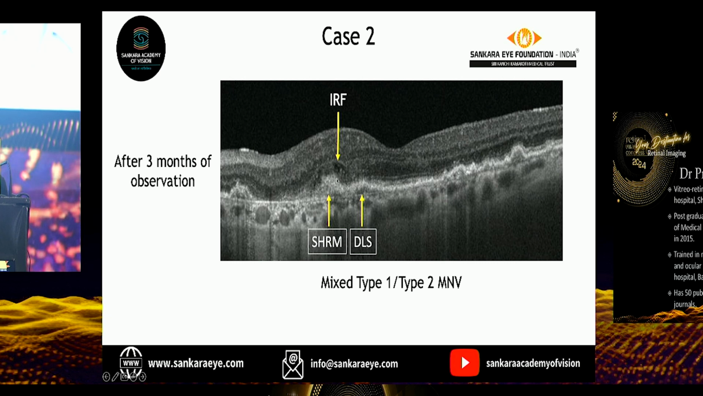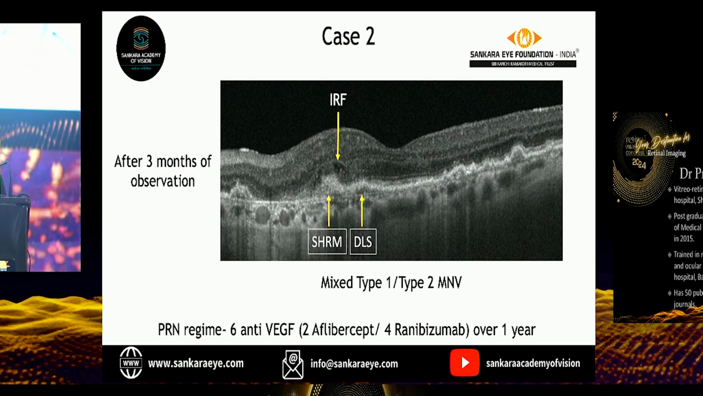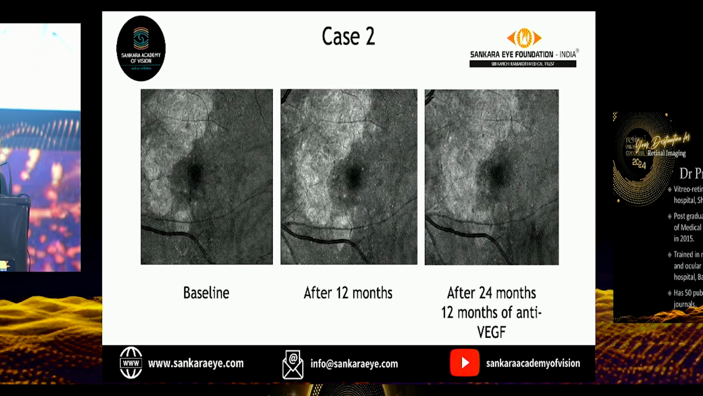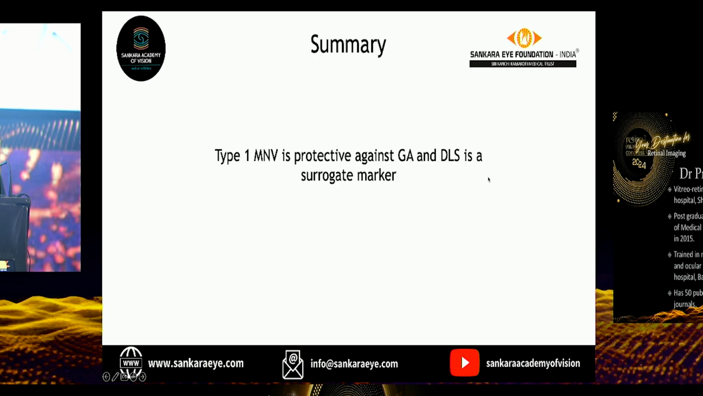We treated him with a less aggressive approach, a PRN regime, 6 anti-VEGF injections over 1 year, and we can see this over 2 years. Though there is an enlargement of geographic atrophy away from the fovea, the presence of the DLS, a CNV at this area, probably protected this area till now, and it has not progressed to a foveal involvement. So, to summarize, type 1 MNV is protective against GA, and DLS is a surrogate marker for it, which is mainly the thick DLS.